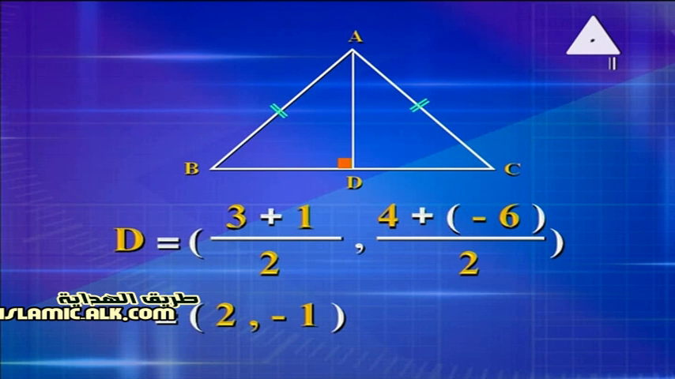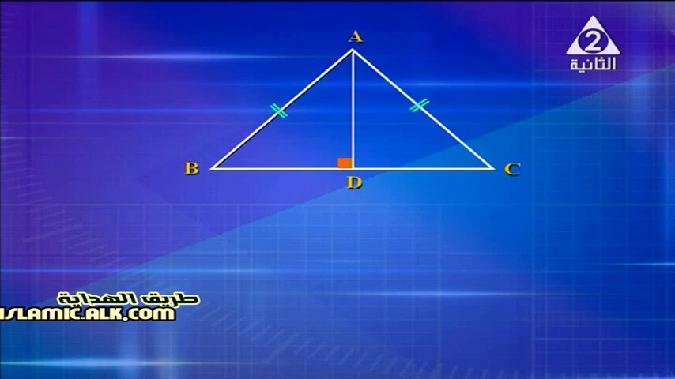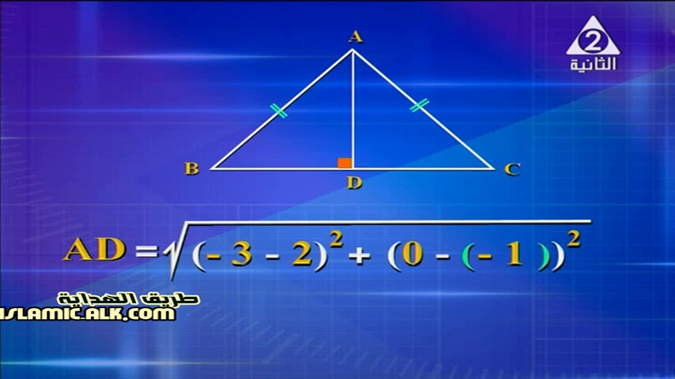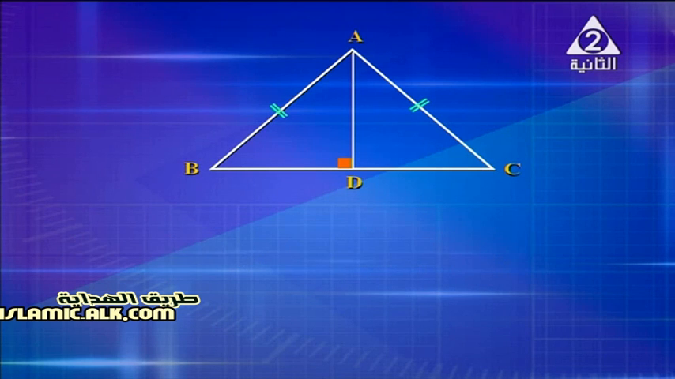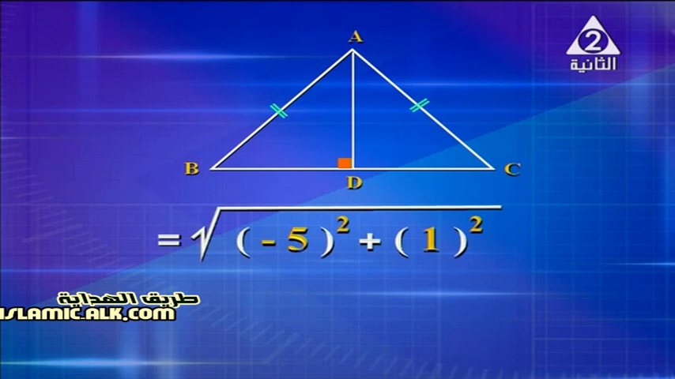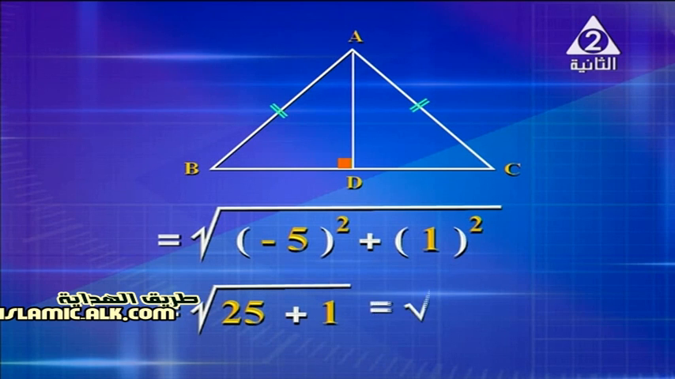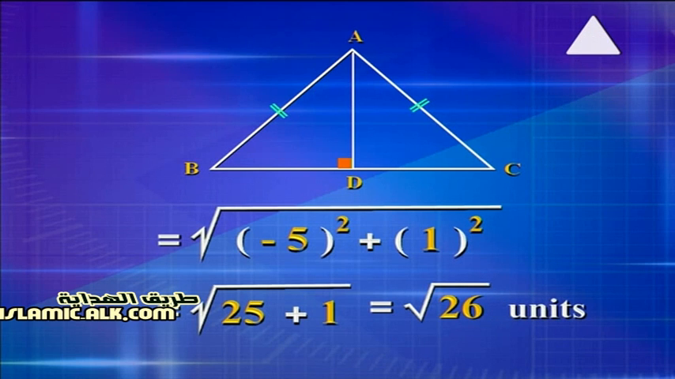Can you find the length of AD, the distance between A and D? Of course, yes. So AD equals square root of (negative 3 minus 2) squared plus (0 minus negative 1) squared. Then it is equal to square root of negative 5 squared plus 1 squared, to give a result of square root of 25 plus 1. So AD will be square root 26 units. And this is going to be the length of the line segment drawn perpendicular from A on BC.